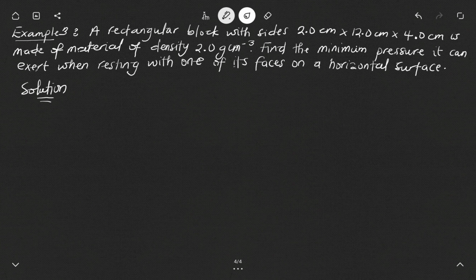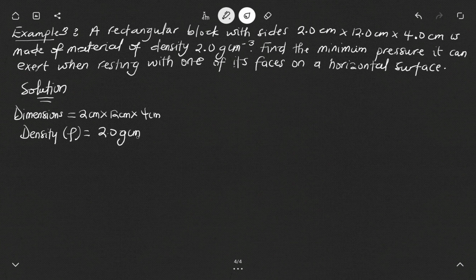Now we have a rectangular block, so let's write down our dimensions. Our dimensions are 2 centimeters by 12 centimeters by 4 centimeters. And then we're told that it was made of a material with density, represented by rho, equal to 2.0 grams per cm cube. We have to find the minimum pressure it can exert.